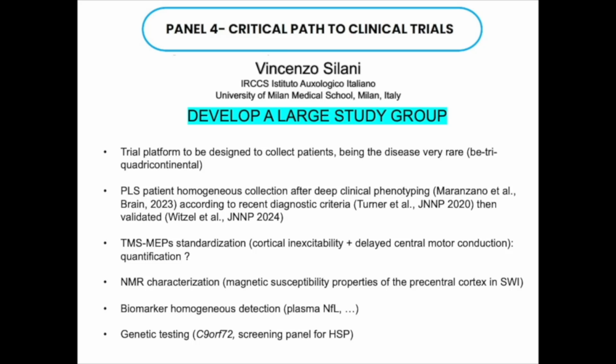What about biomarkers in the plasma? I think if we are learning the lesson from tofersen and other trials, we have to use NFL right now, even if we must be open to other biomarkers. What about genetics? Actually, we don't know anything about the genetics of PLS. We know that we have to check for C9 for some patients. Obviously, if we have doubt, we have to check our patient for all the targets for HSP.